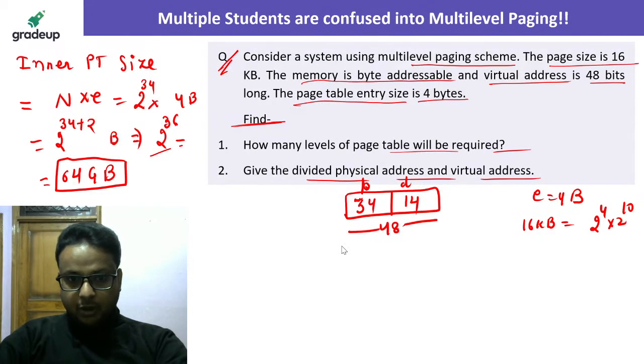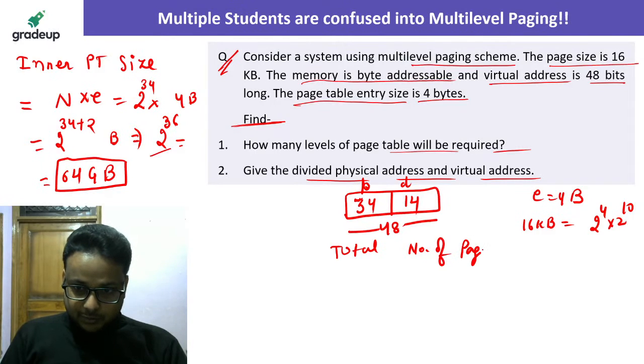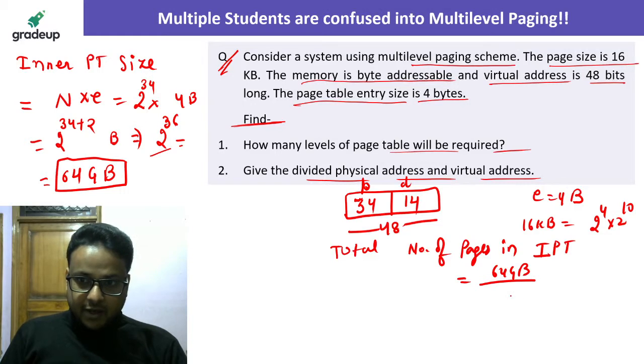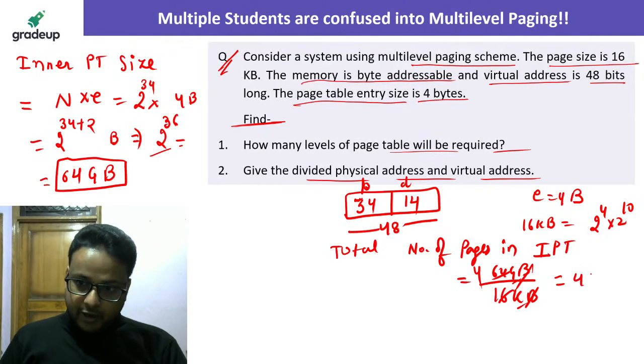Now, because 64 GB cannot be kept in 16 KB, you have to divide your page table. So the total number of pages in the inner page table is equal to 64 GB divided by 16 KB. 64 divided by 16 is 4, and G divided by K gives M, so it is 4M.